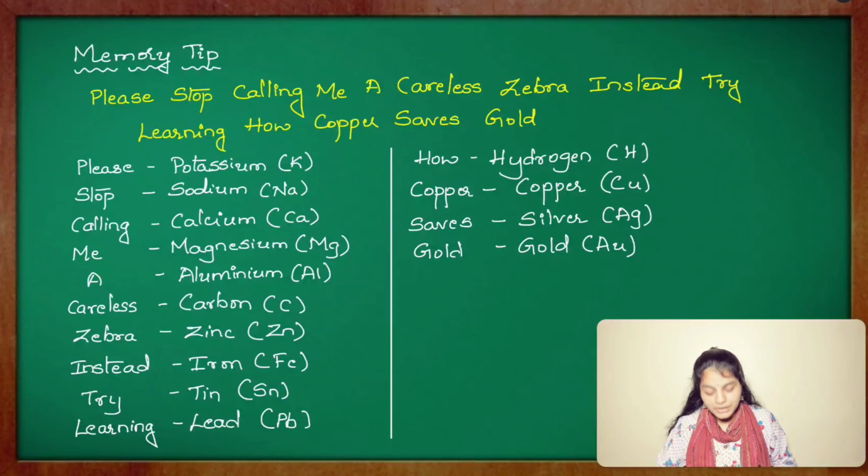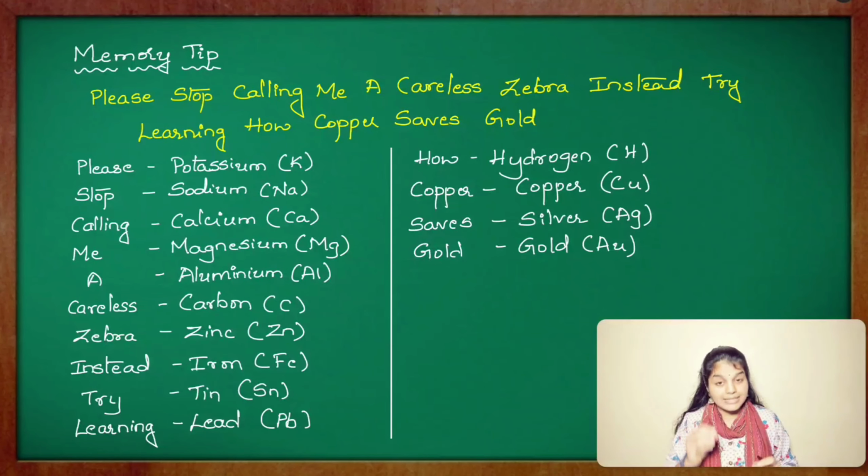Again, I'll tell this memory tip. Please stop calling me a careless zebra. Instead, try learning how copper saves gold. So please stands for potassium. Stop is for sodium. Calling is used to recall calcium. Me for magnesium. A for aluminium. Careless for carbon. Zebra for zinc. Instead for iron. Try for tin. Learning for lead. How is for hydrogen. Copper is copper. Saves for silver and gold.